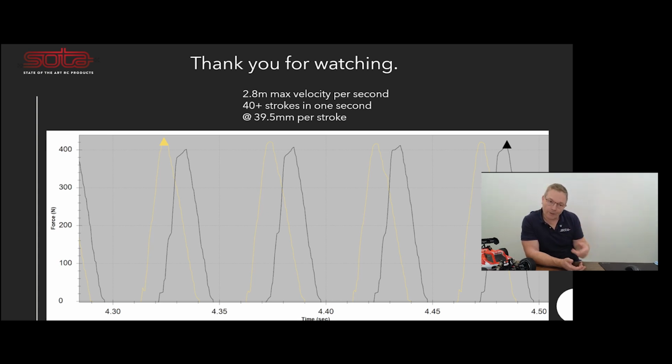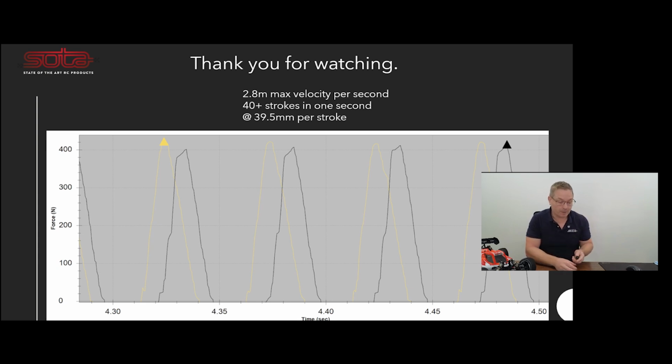Mine is different because it's a direct drive. It's not having to push as heavy loads, so I can run it up a lot quicker, a lot faster, and get those type of velocities. But I'm not expecting these vehicles to be getting anywhere near 2.8 meters per second, unless you're doing 200 miles an hour and you hit a very high speed bump. But 40 strokes per second, on a 39 millimeter stroke. So it is using its whole movement, and it's running right through that.